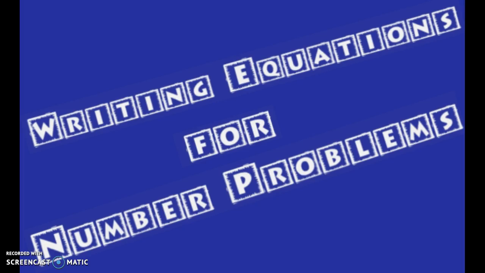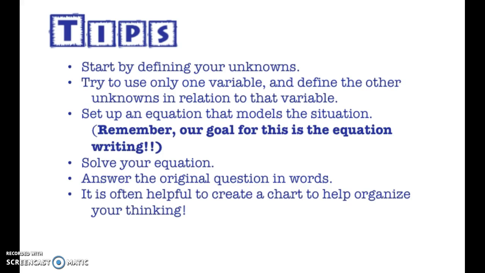All right, in this lesson, we're going to be writing equations for those missing number problems, like find what numbers these are that have these characteristics. So I'm going to give you some tips. You're going to start by defining your unknowns. Try really hard to use only one variable and define the other unknowns in relation to that variable. That makes it really helpful. If you have multiple variables in one equation, it's really hard.